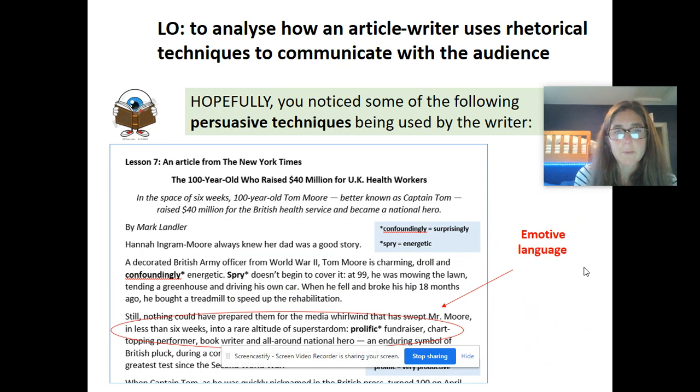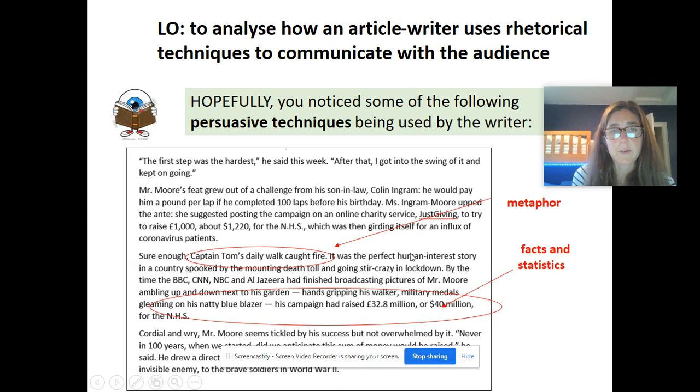So we had some emotive language down here where the writer was talking about superstardom and talking about Captain Tom being a prolific fundraiser, chart-topping performer, book writer, all-round national hero. Some listing there as well.